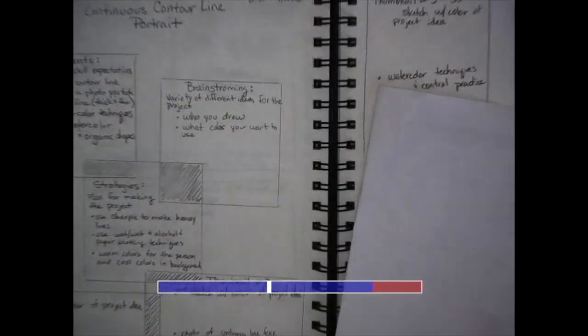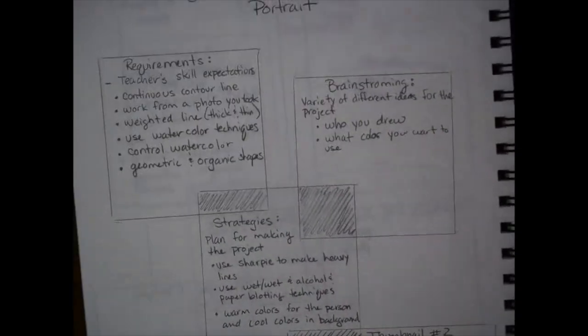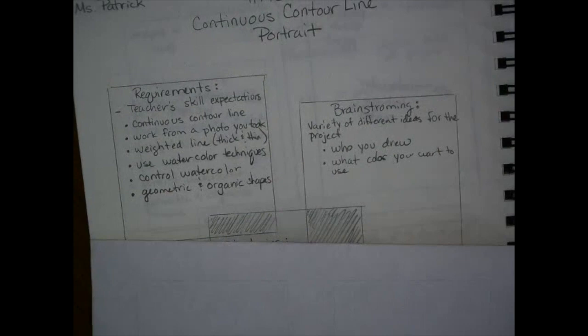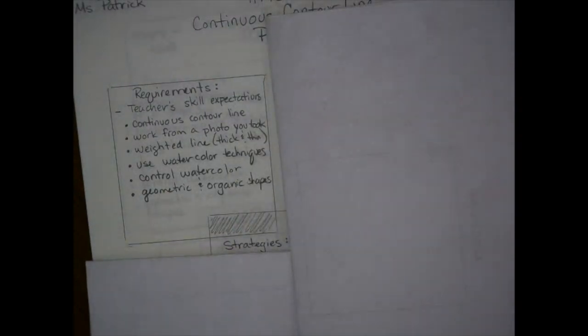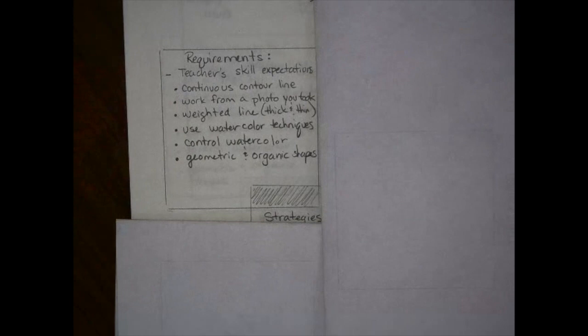We're going to walk through each one of these sections as it pertains to the project that we just finished. To begin with, we are going to look at the requirements. These requirements were the things for the continuous line portrait that you needed to do. In your sketchbook, you would be writing these down, and these are the things that I, as the teacher, would have told you that you needed to have in the project.